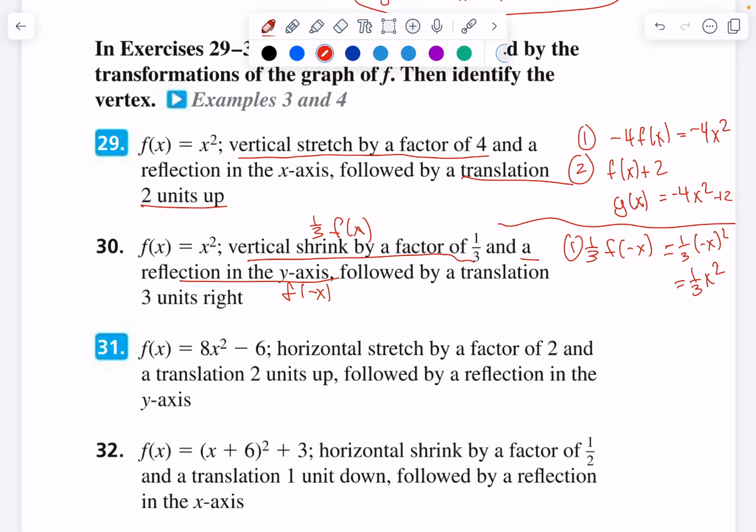Then a translation 3 units right means we're doing f of x minus 3. So it's going to be 1/3 x minus 3 squared. And honestly, you can leave your answer like that. That's fine. You could also multiply it out, but you don't have to. Oh, I ran out of space. But it's 1/3 x minus 3 squared.